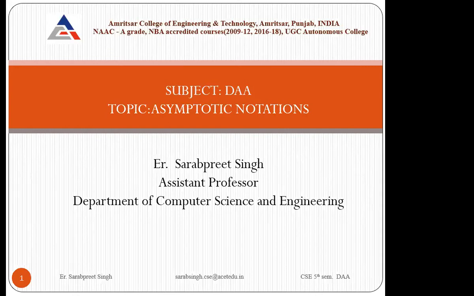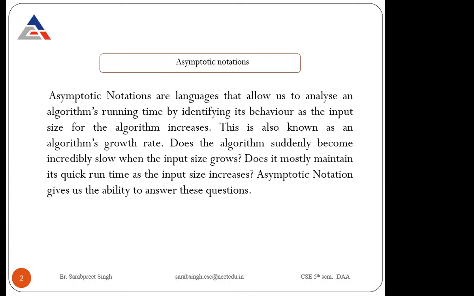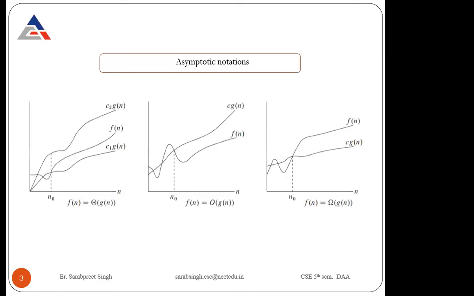Now let's discuss what asymptotic notations are. As you can see on the slide, asymptotic notations are a language that allows us to analyze an algorithm's running time by identifying its behavior as the input size for the algorithm increases. What are these? We'll understand again after seeing these slides. These are some asymptotic notations: big O, big omega, and big theta. We'll discuss them within a few minutes.